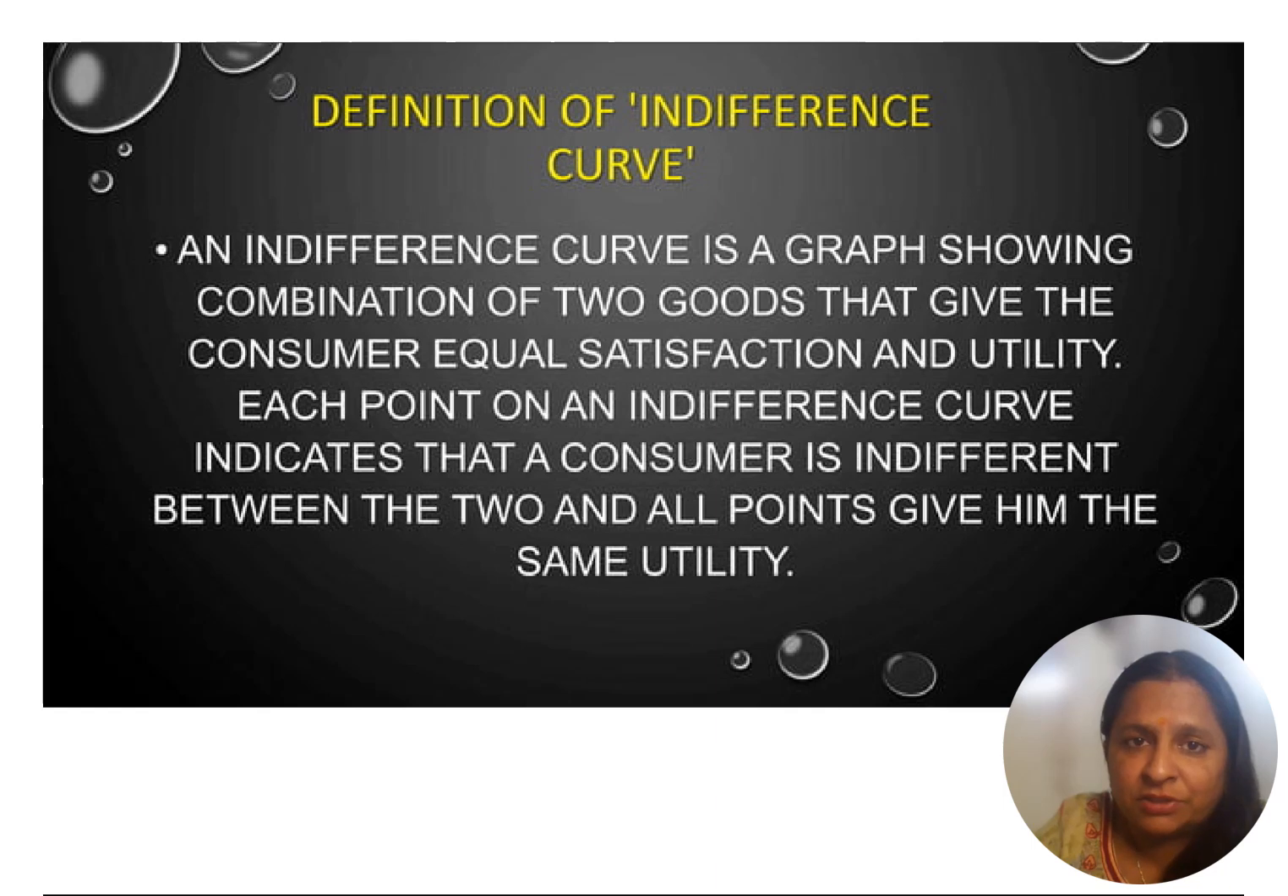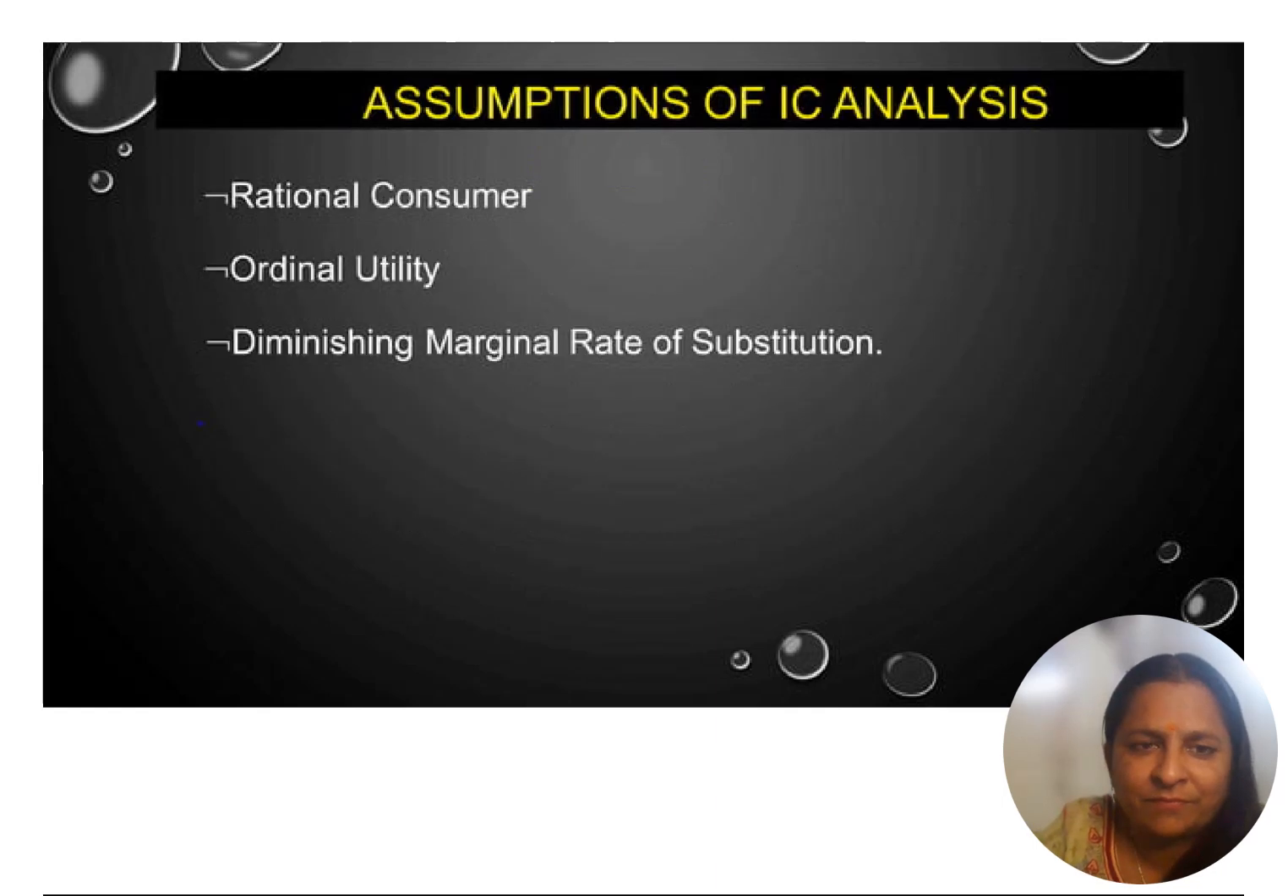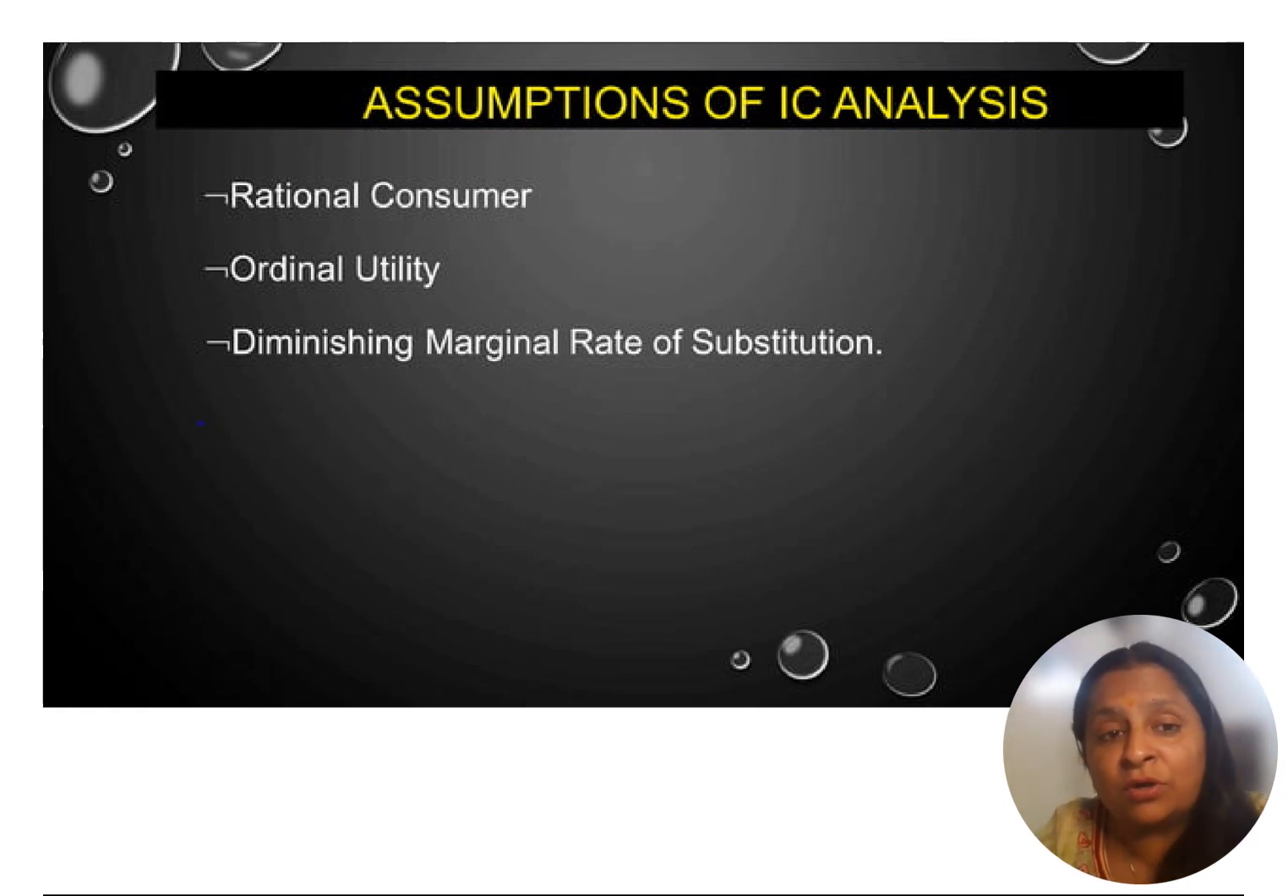Equal satisfaction level. Here is the indifference curve, based on three main assumptions. Rational consumer means the consumer knows all the combinations, all the goods. Ordinal utility means we just make the ranking. Diminishing marginal utility means that if we are consuming more and more, it is at a diminishing rate.